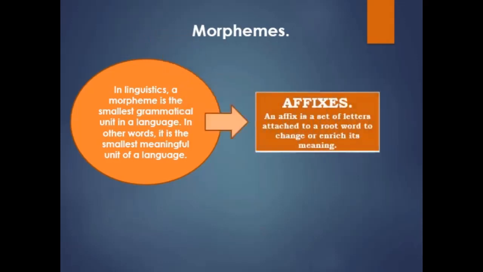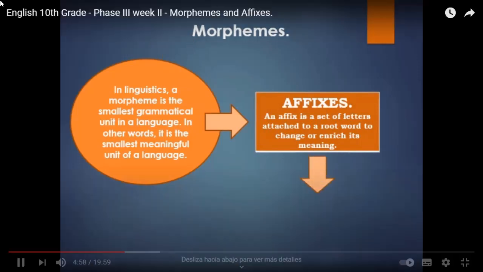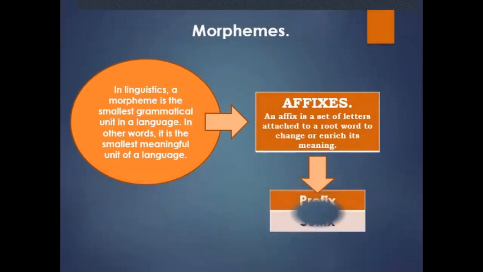Among morphemes, we have the affixes. What is an affix? It's a set of letters, as I said before, that you attach to a root word to change or enrich its meaning. Among the affixes, we have a lot. We have infixes, prefixes, suffixes, but for this lesson, we're gonna study only prefixes and suffixes.